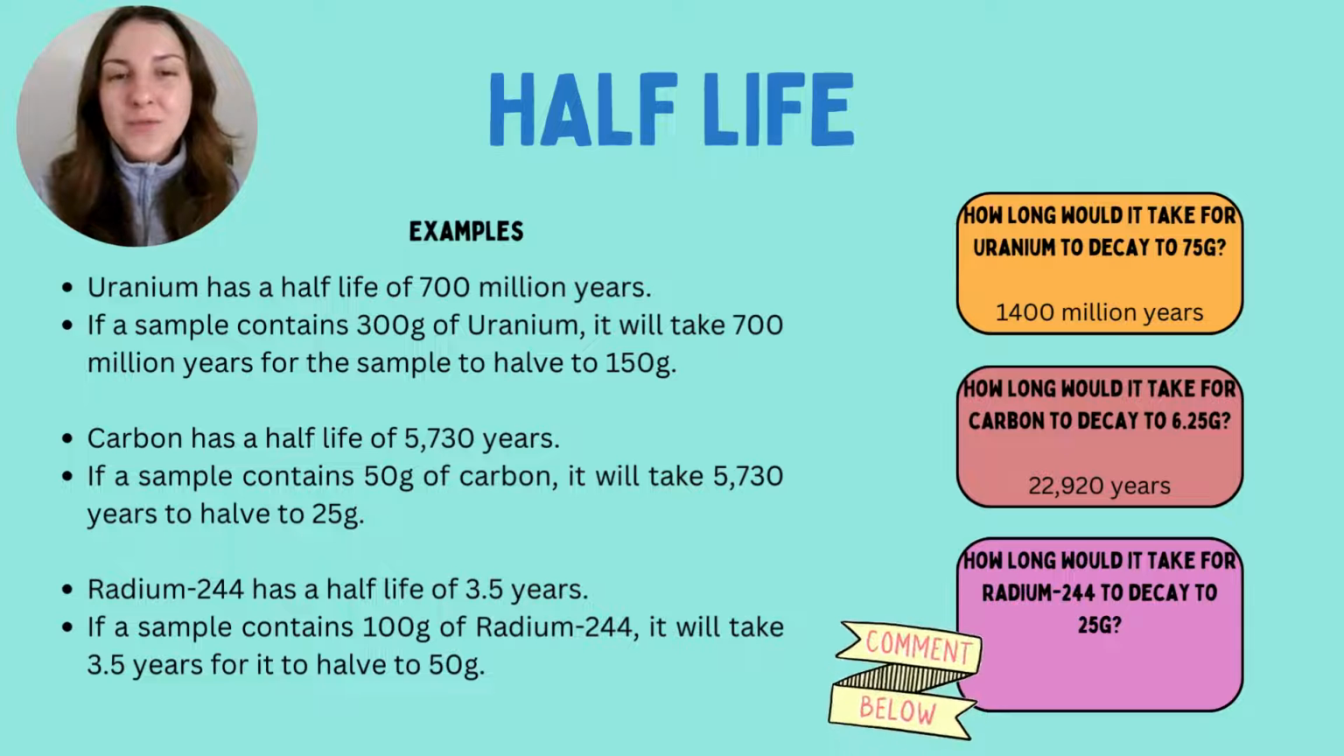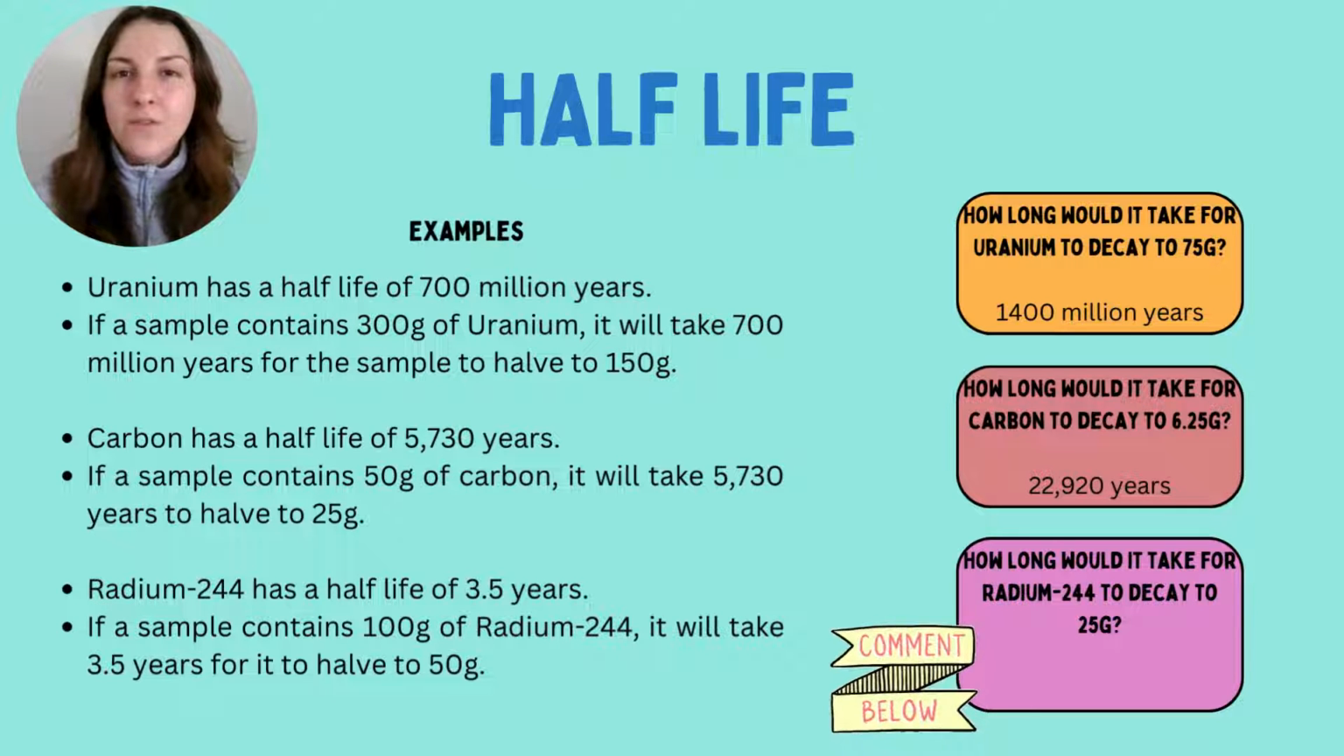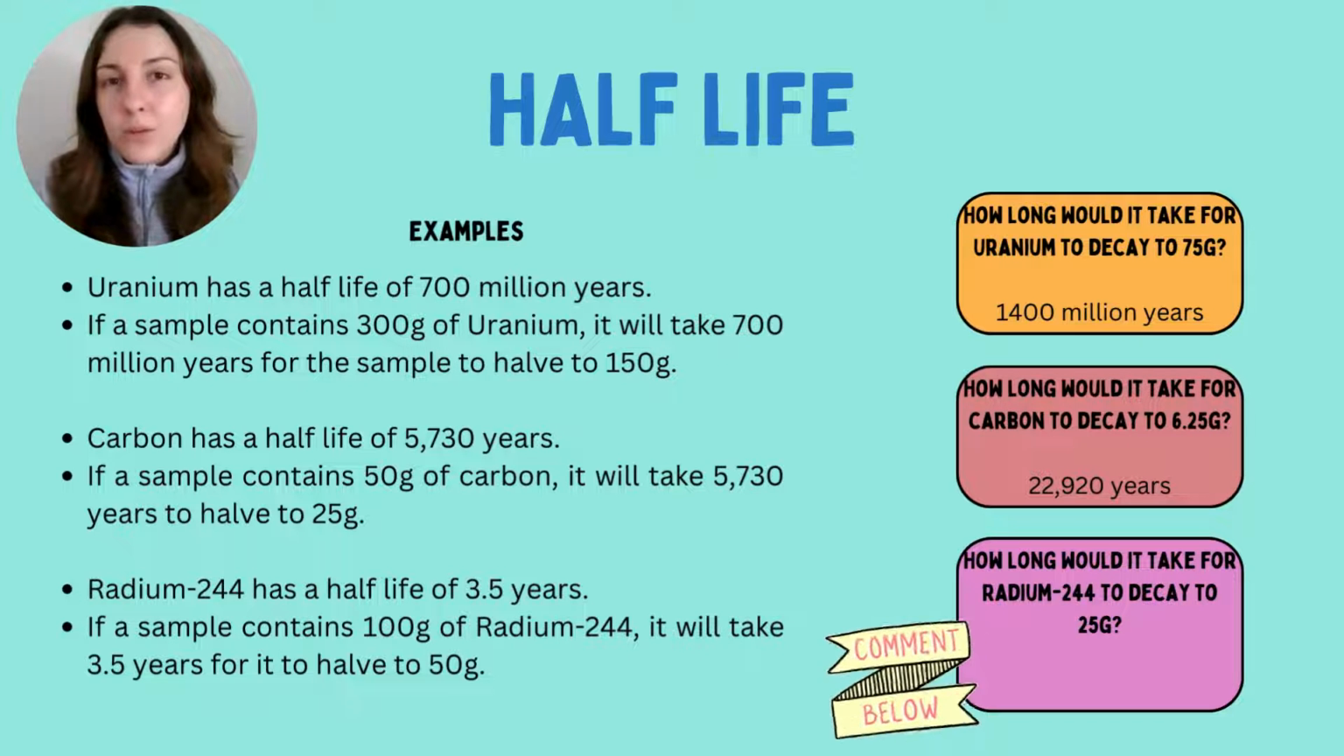The question says radium-244 has a half-life of 3.5 years. So that means if we have 100 grams of radium-244, it will take 3.5 years for it to decay to 50 grams. How long would it take radium-244 to decay to 25 grams? By the way, the 244 at the end of radium is just talking about the mass number. So it's just talking about the neutrons and the protons that are in that radium nucleus.